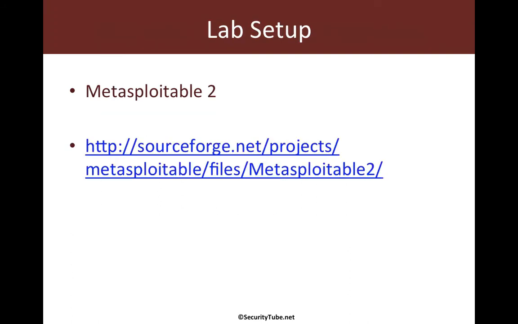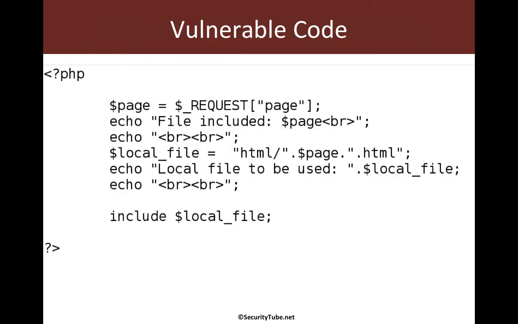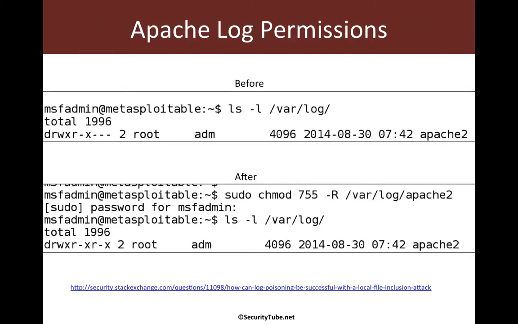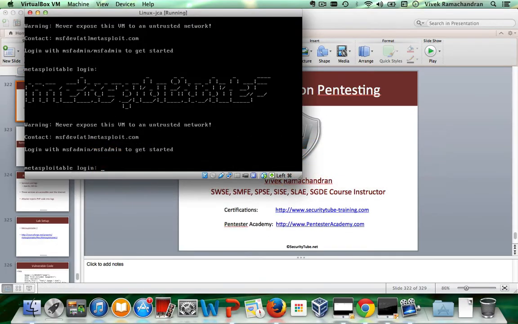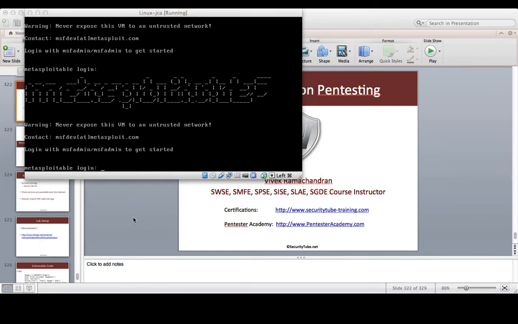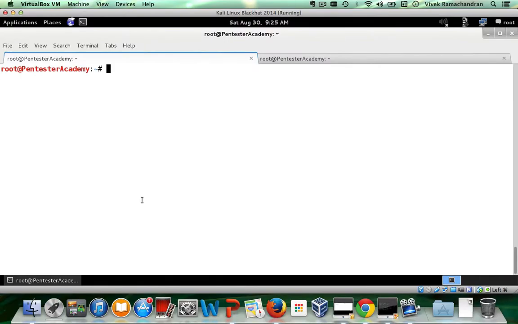Now for this lab, I'll be using Metasploitable 2, which you can download from here. And the vulnerable code remains the basic lfi.zip file, which you can also download from below this video. So let's get started. Here is my Metasploitable 2, which is already running. It has an IP address 1.40 and here is my attacker machine with an IP address 1.10.